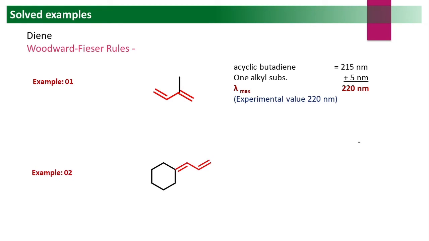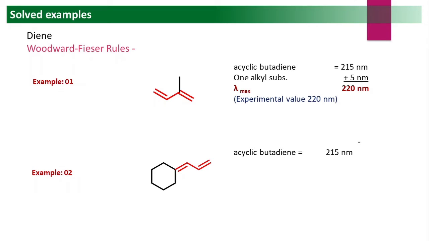Suppose this is the second example. So this is our basic system, acyclic butadiene. So we have to take a base value, that is 215 nanometer. So we have to say whether there is any exocyclic, yes, this double bond is exocyclic to this ring, so one exocyclic is there. Is there any homoannular? No. Is there any extra conjugation? No. So we have to add one exocyclic.